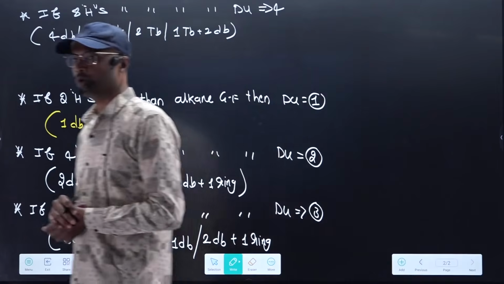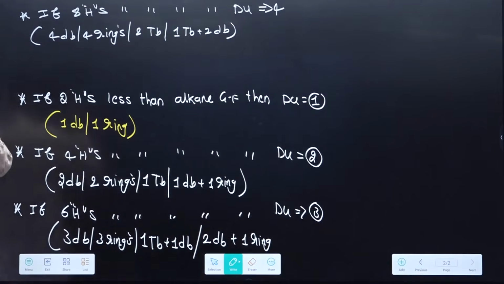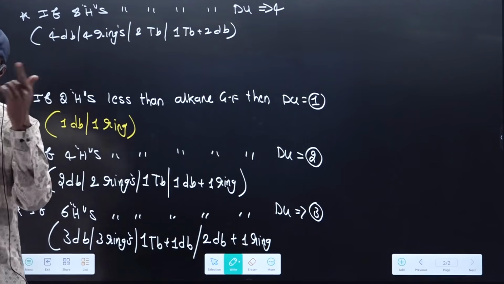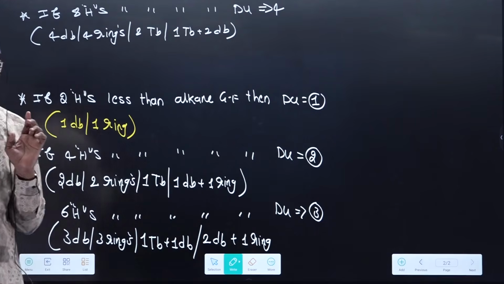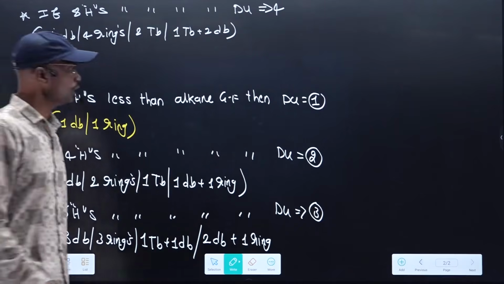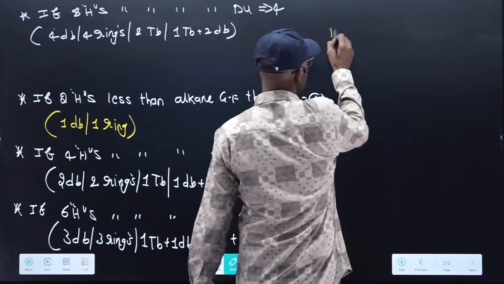1 DU means the molecule may carry 1 pi bond. A pi bond is required. Where is a pi bond present? In a double bond or triple bond. Clear? So DU can also be calculated by using a formula.